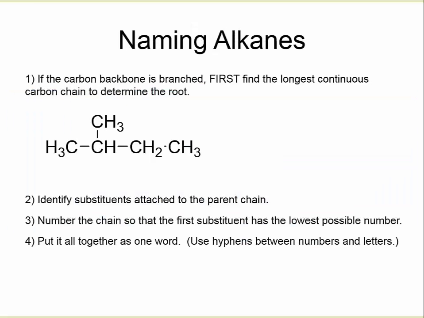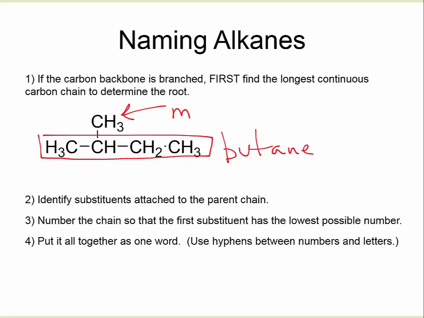For a branched alkane, it's important to first identify the longest continuous carbon chain to identify the root of the alkane. In this example, the longest continuous chain is a 4-carbon chain, so we know that a portion of the name is going to be butane. After identifying the longest carbon chain, you will identify any substituents. There is a methyl group attached to the longest chain, so we know that methyl will also be a portion of the name. Now we have to say where the methyl group is attached to the alkane.